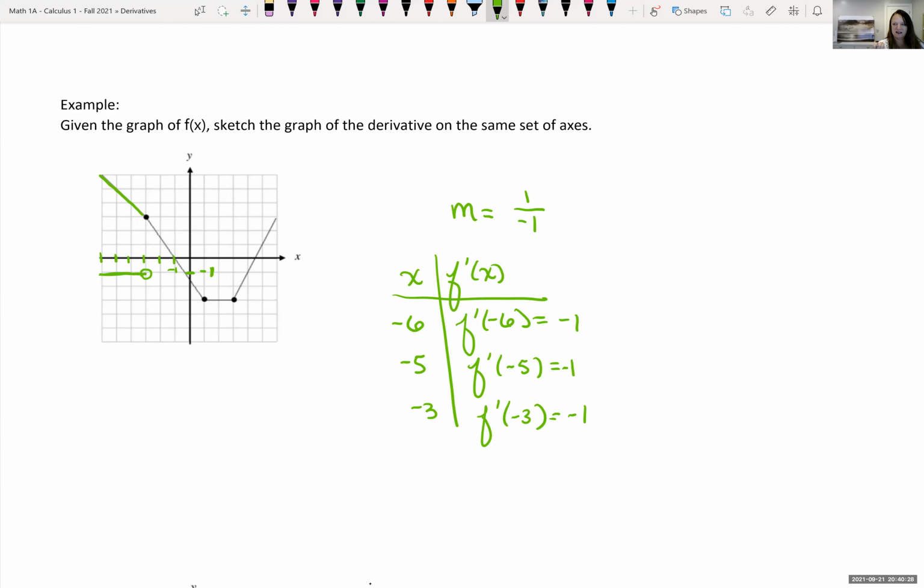And that brings up a great point. Now let's look at the next piece of our graph. Again, this is a line, so I can figure out what the slope is for that piece. Looking here, again, rise over run. If I rise up 3, I'm running over 2, so the slope is -3/2.